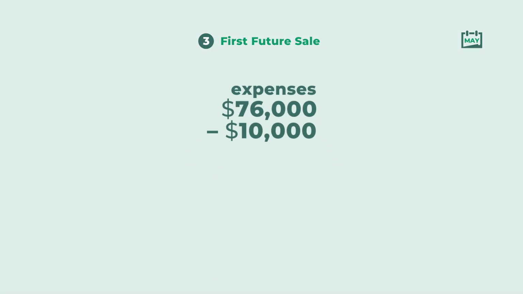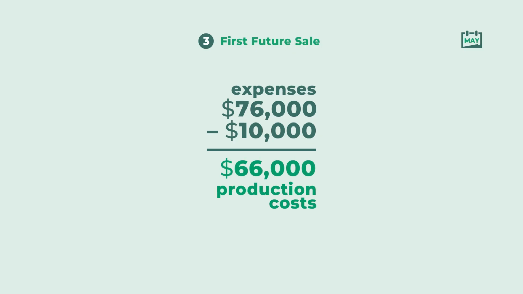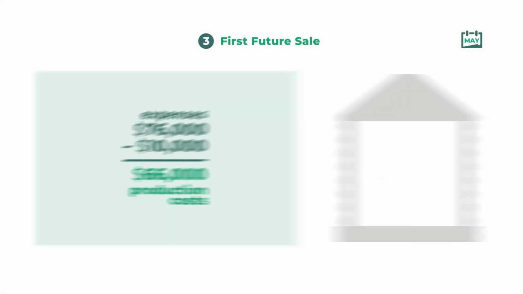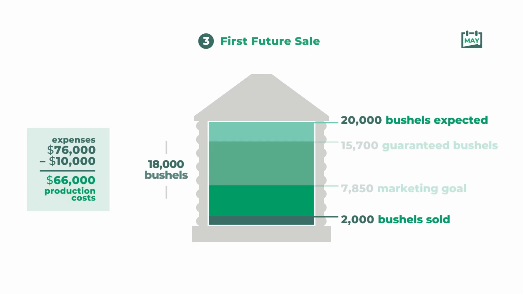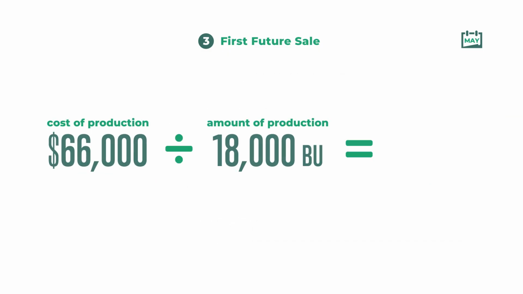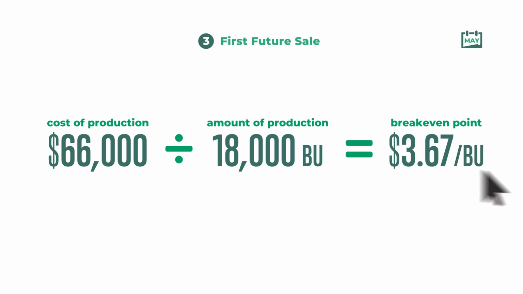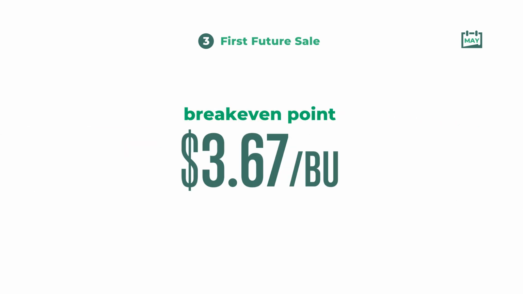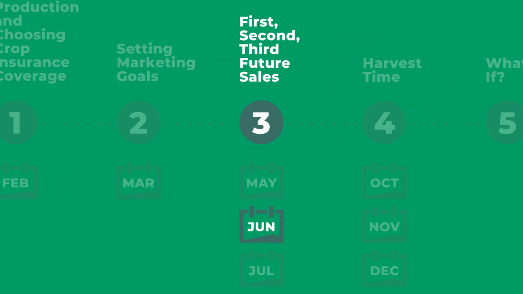By revisiting your original expenses, and subtracting $10,000 from your first future sale, you now have $66,000 in production costs yet to cover and 18,000 bushels yet to sell, yielding an updated break-even of $3.67, down from your original break-even point of $3.80. Fast forward to June.